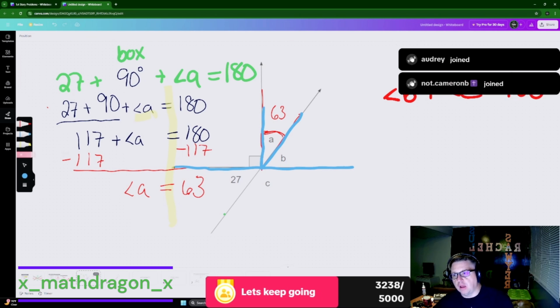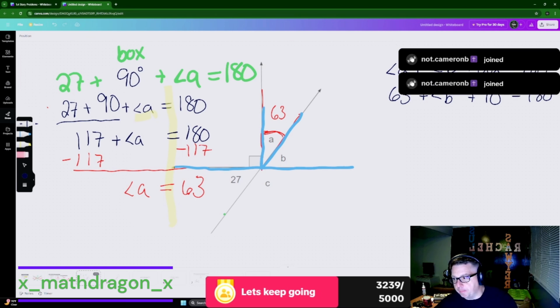Let's get rid of that for now. We'll come back to that. Commit it to memory right now, but let's build our other one. So we have angle A plus angle B plus a box equals 180 degrees. So this box plus angle A plus angle B equals my straight line. Well, I know the box is 90. I do not know angle B, but I do know angle A now is 63 degrees.